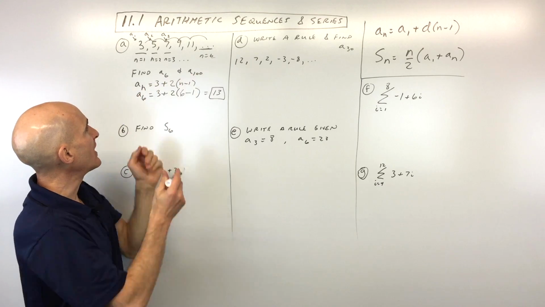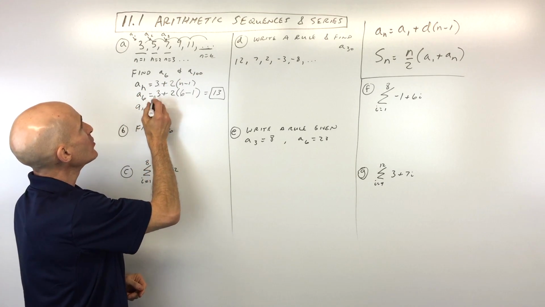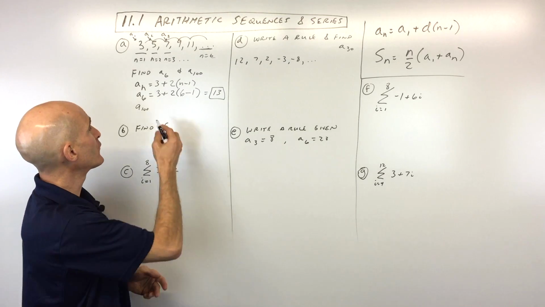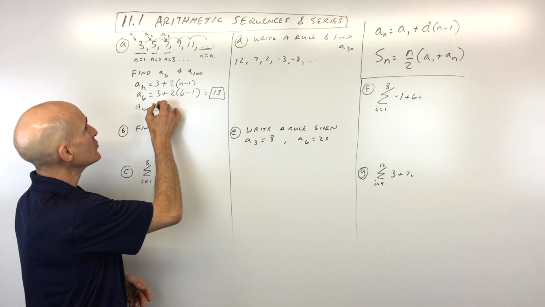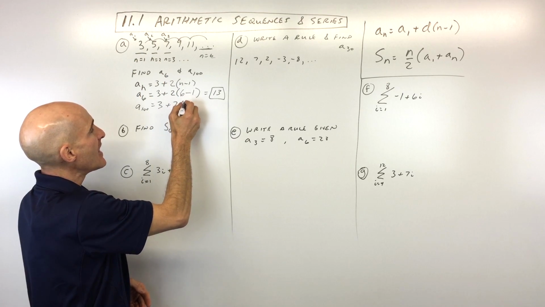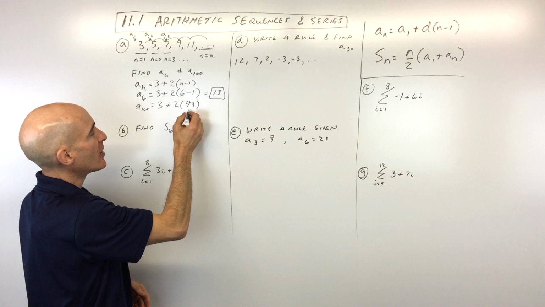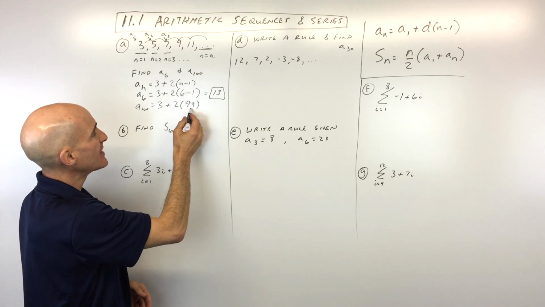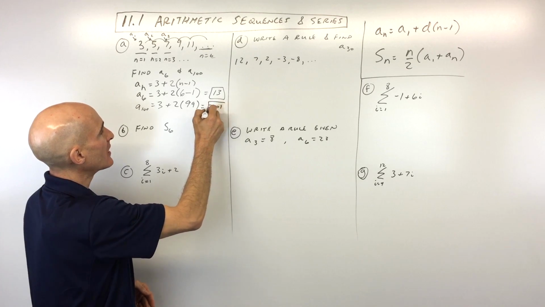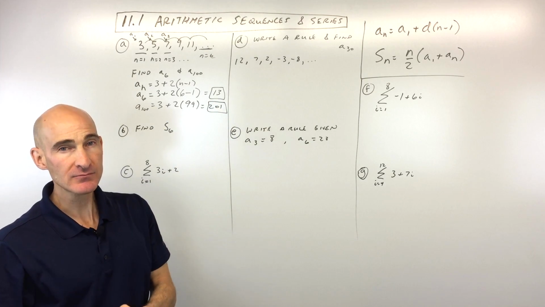Now let's do this other one, a sub 100. Well, you wouldn't want to add 2 until you got to the 100th term. That would take quite a bit of time. So that's where the formula really benefits you. So we start at 3, that's our first term. We're adding 2, 99 times, not 100, 100 minus 1, 99. So that's 198 plus 3, which gives us 201, and you've got it. Okay, let's go to another.